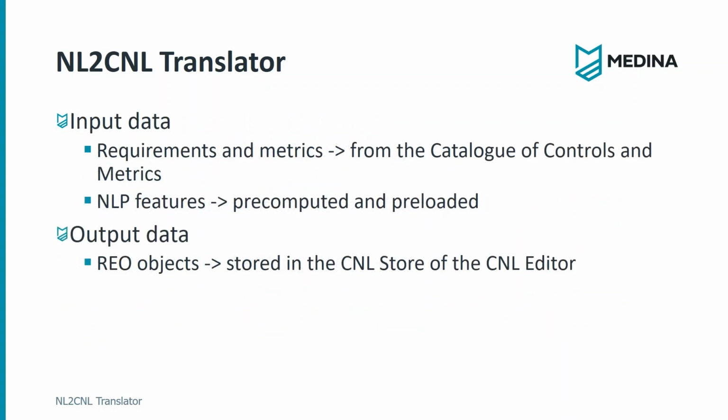The NL2CNL Translator uses the catalog of controls and metrics as the source of information to retrieve the security requirements to be assessed, and the set of metrics that can be associated with requirements. For the translation, the component relies on natural language processing techniques, and therefore requirements and metrics are represented by NLP features, which are pre-computed and preloaded. The output of the NL2CNL Translator is an XML object containing all the information, which is stored in the CNL store of the CNL Editor.